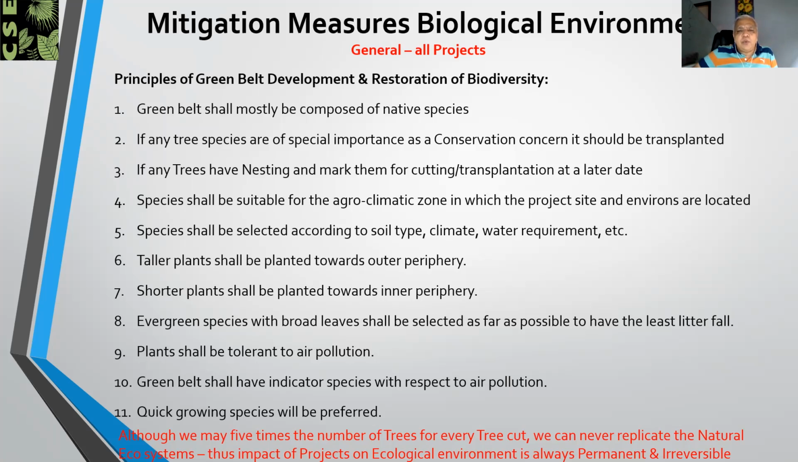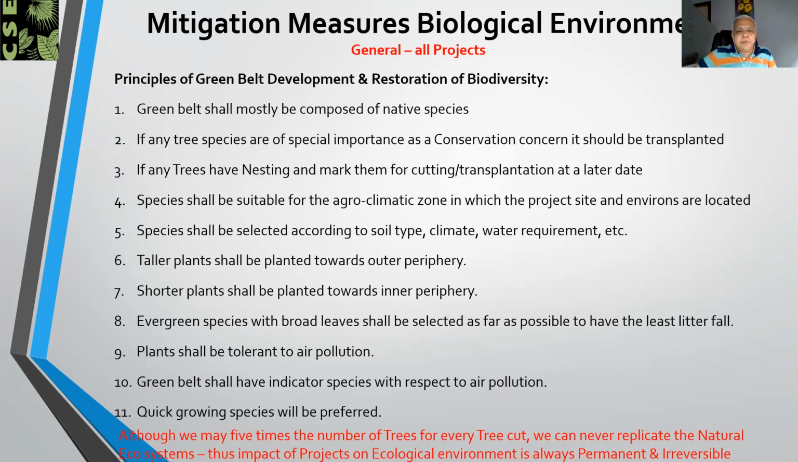The taller plants should be preferred towards the outer periphery, shorter plants towards the inner periphery. Typically for a highway project, this is how we plan the mitigation measures. We have a double layer system of green belt where there is a smaller tree at the front and a taller tree on the back side. The taller tree should have broader leaves and a bigger canopy also, so as to ensure that the screening effect from the highway is complete.